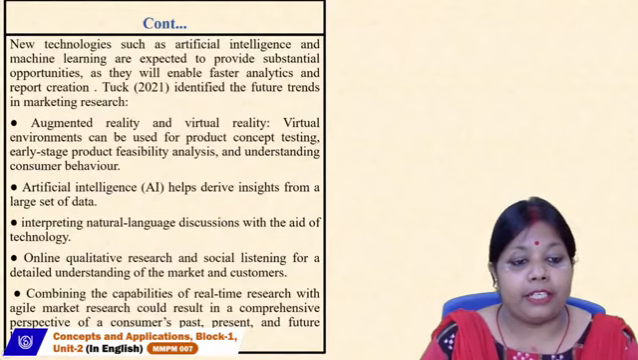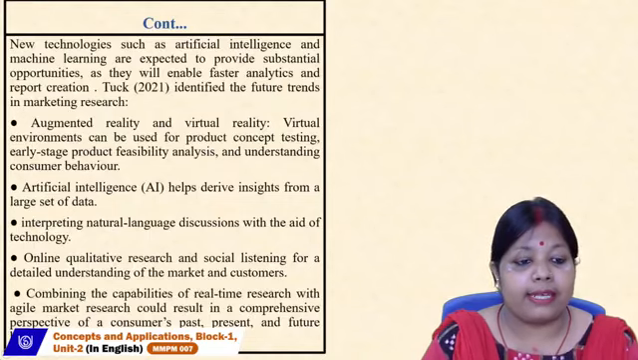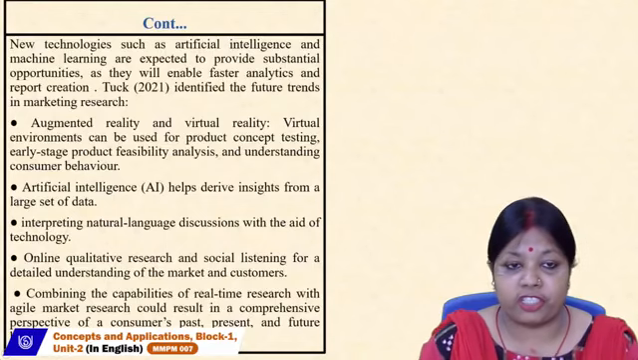Interpreting natural language discussions with the aid of technology, online qualitative research, and social listening for a detailed understanding of the market and customers. Combining the capabilities of real-time research with agile market research could result in a comprehensive perspective of a consumer's past, present, and future habits at the rate at which they change.